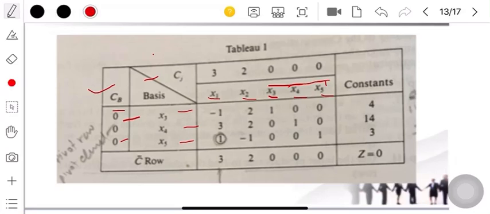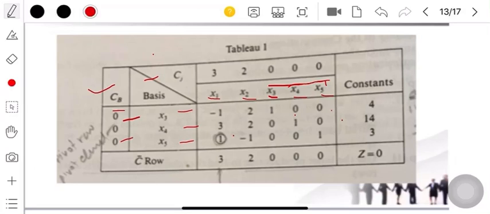Now you can write all the constraints. The first constraint was minus x1 plus 2x2 plus s1, so we have written minus 1, 2, and 1, then the coefficients of x4 and x5 are 0, so 0, 0. In a similar manner, 3, 2, 0, 1, 0. Similarly for the third constraint, 1, minus 1, 0, 0, 0.